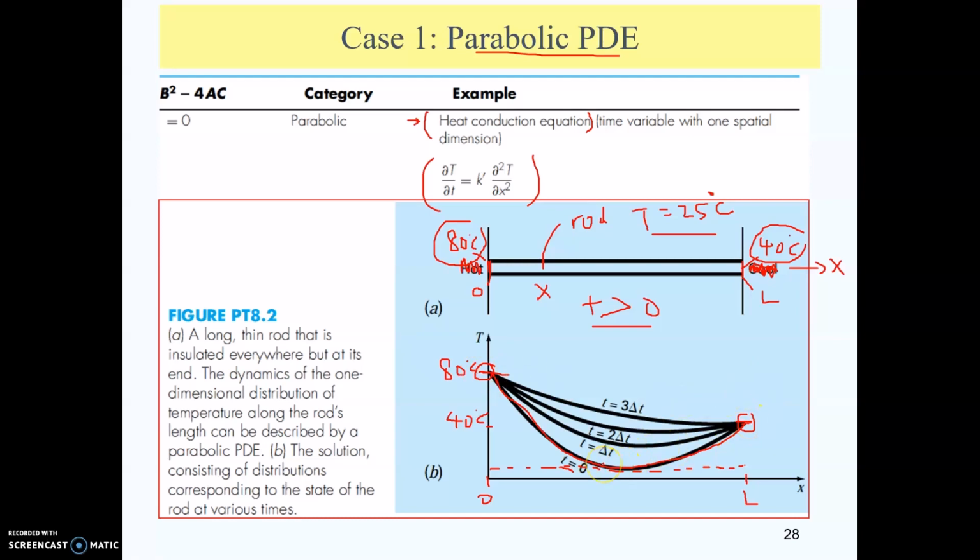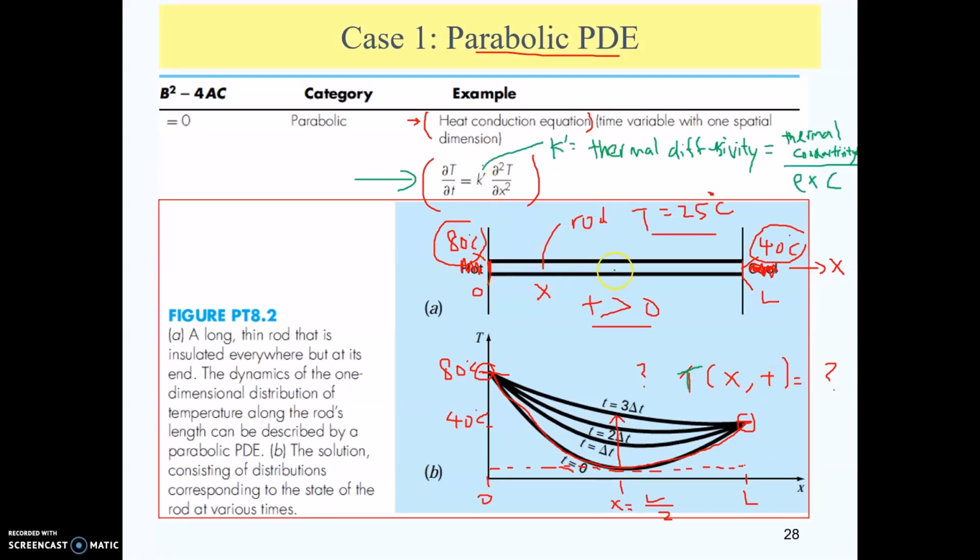What we are interested in here is, for example, at x equal to L over 2 here, at the middle of the rod, what is the temperature change over time? So you want to know the temperature at a particular x location and how the temperature changes with respect to time. So how can we calculate this? Engineers and scientists have modeled this PDE in order to solve for the temperature change with respect to x and time. If we know the material property for this rod, then we can solve the PDE.